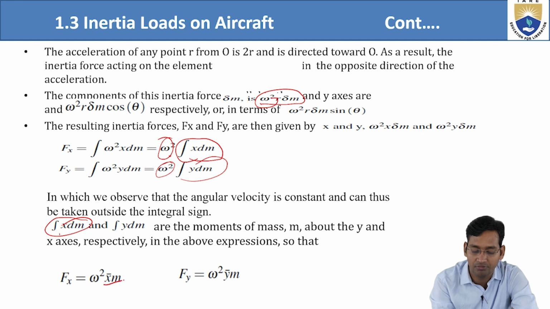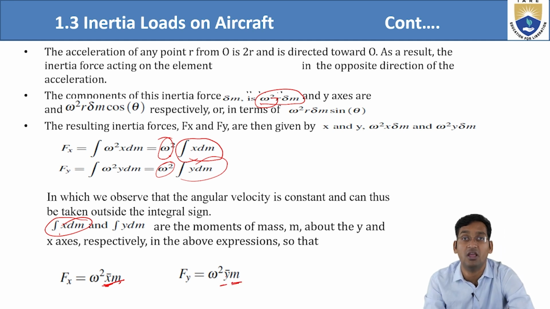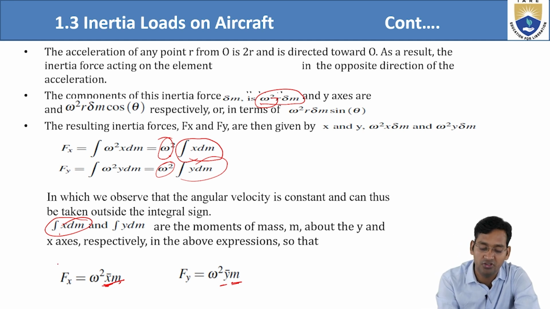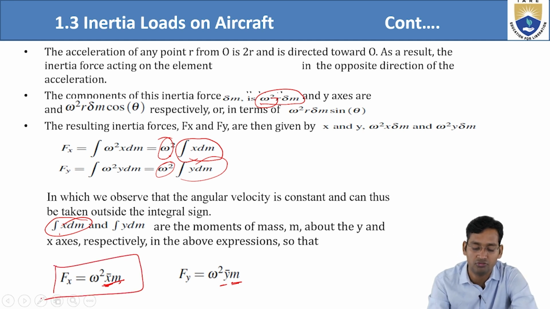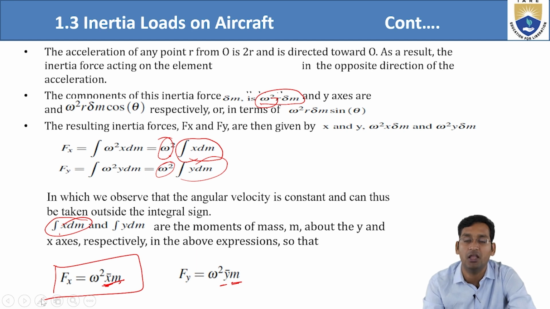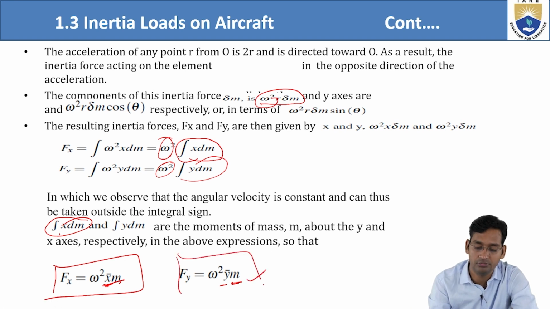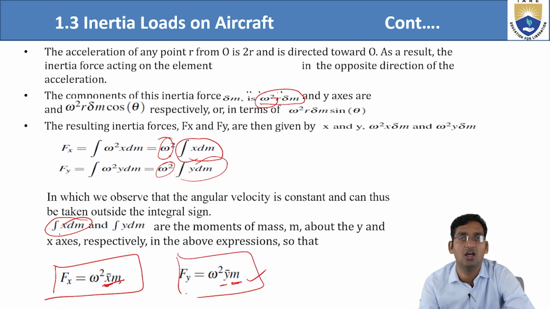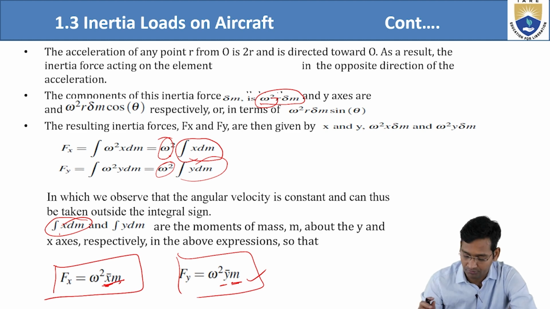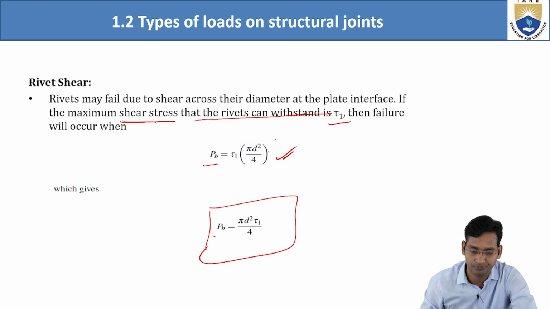So this is x bar m, the moment, that is mass m into the distance. Similarly for y, m into that distance, where x bar, y bar are the coordinates of the center of mass. So Fx equals omega square x bar m, and Fy equals omega square y bar m. These are the inertia forces acting on the aircraft. Let's quickly see once again.